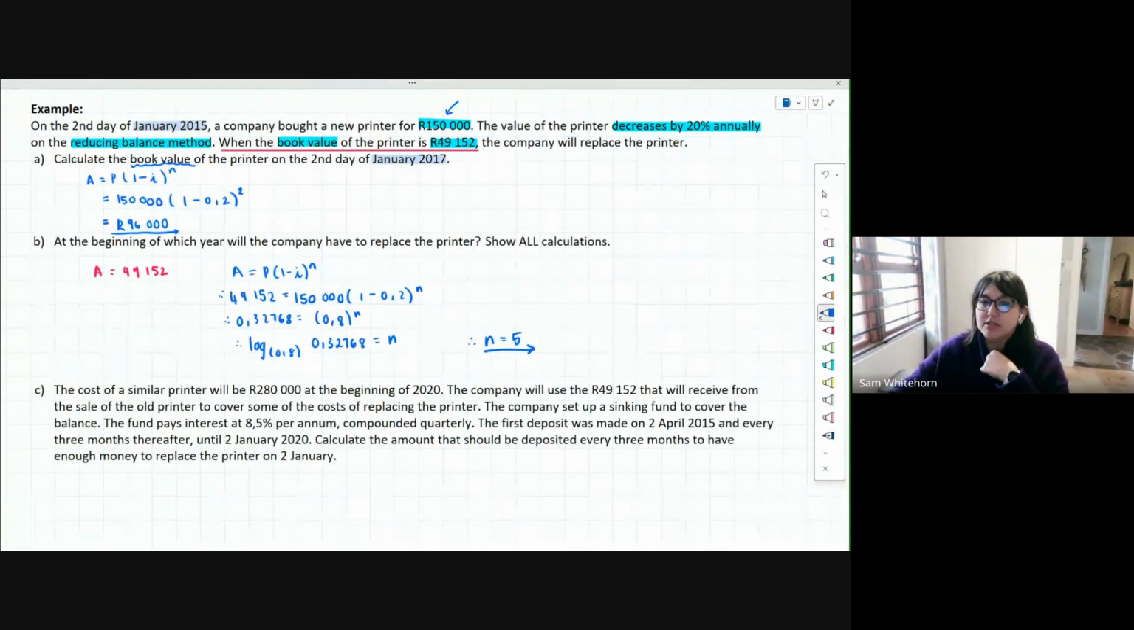Question C then says the cost of a similar, actually, let's grab a highlighter before we get too enthusiastic. The cost of a similar printer will be 280,000 Rand at the beginning of 2020. The company will use the 49,152 Rand that it will receive from the sale of the old printer to cover some of the cost of replacing the printer. The company sets up a sinking fund to cover the balance, so to cover whatever else they still need. The sinking fund pays interest at 8.5% per annum compounded quarterly.